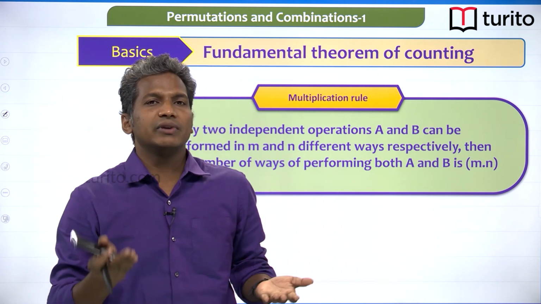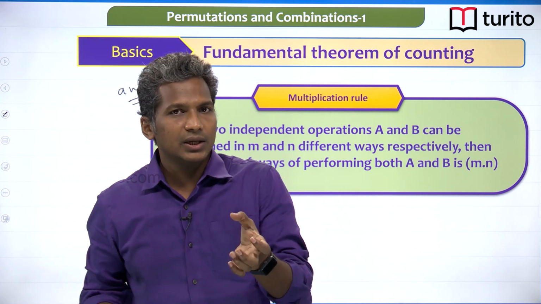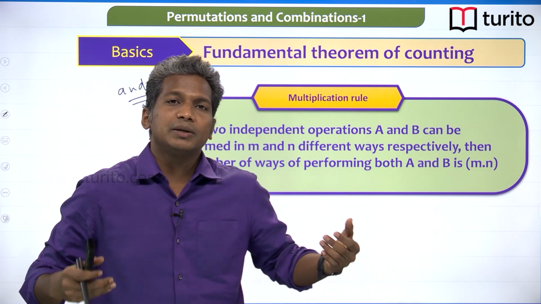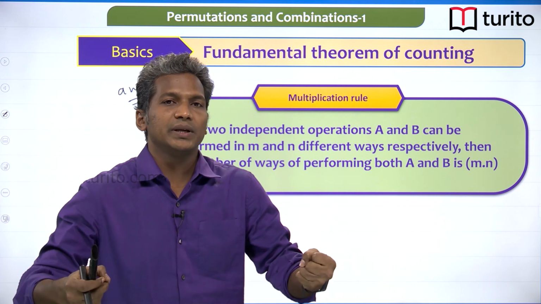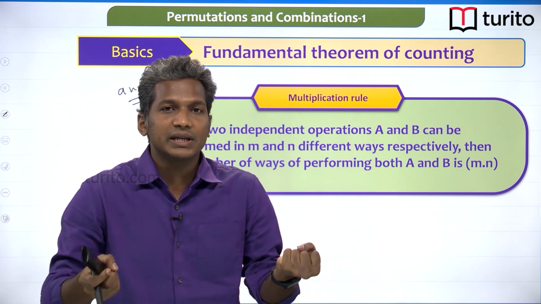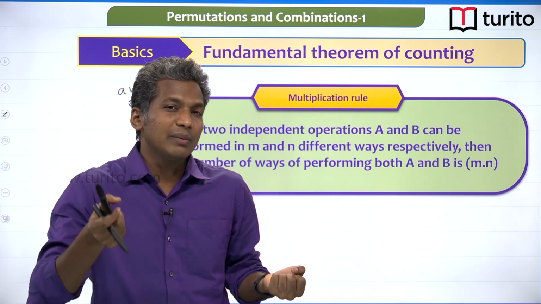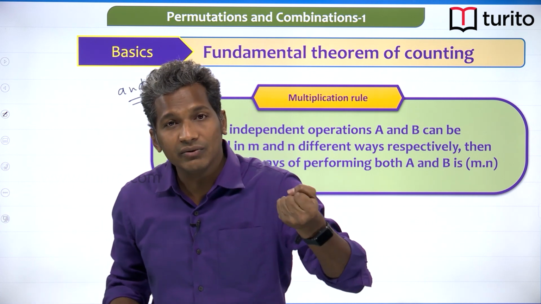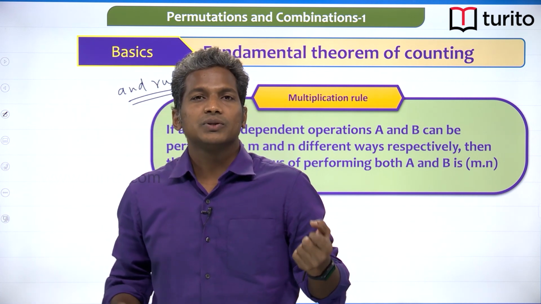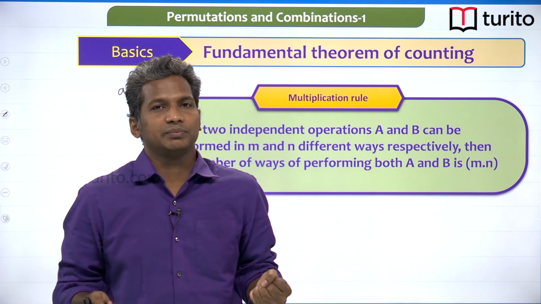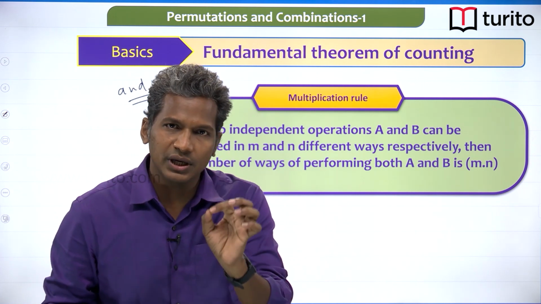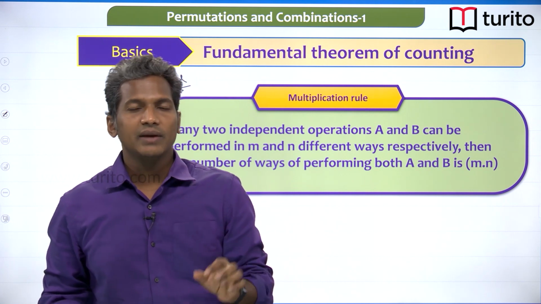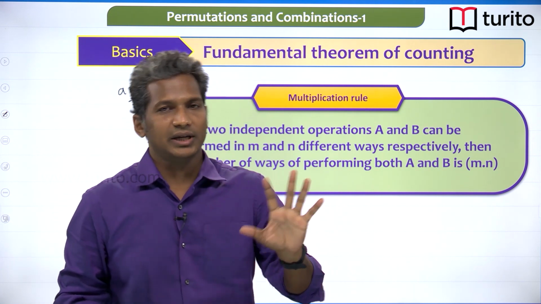Now, both these events can happen together or separately, but both must happen. So, when both must happen, the relation between them is an AND relation. Event A must happen and event B also must happen. That is why we multiply them. So, here is a simple thumb rule: if there is an OR relation, we add them; if there is an AND relation, we multiply them.